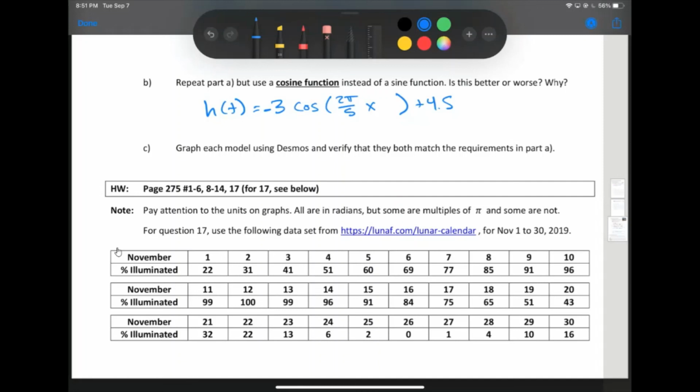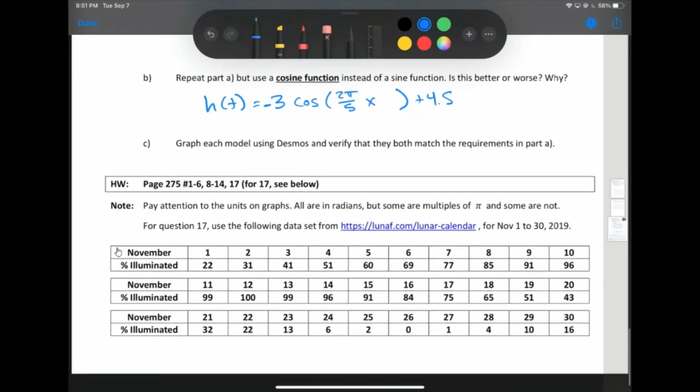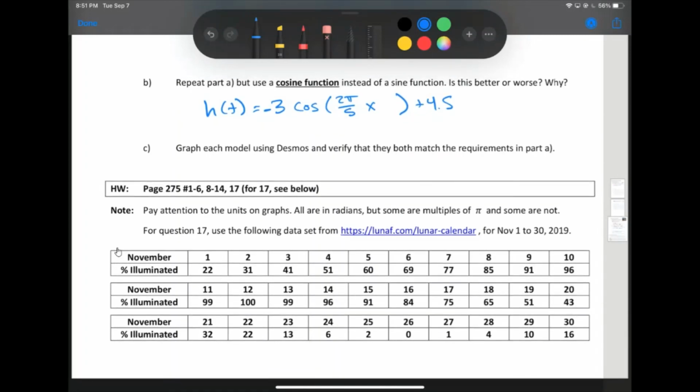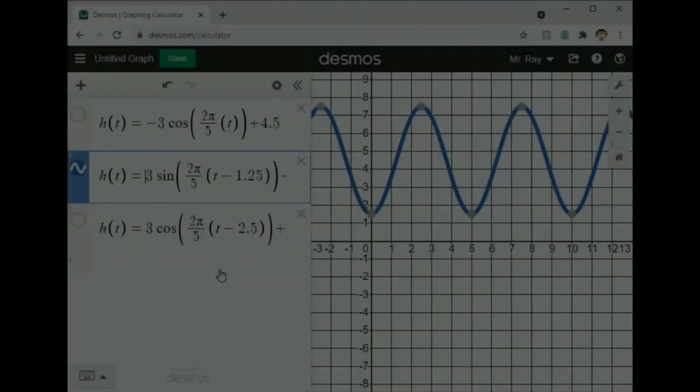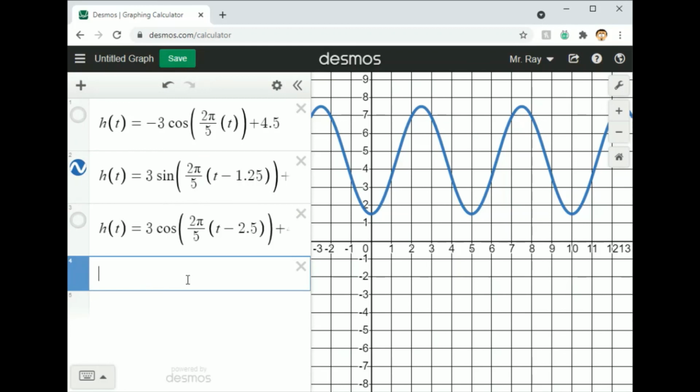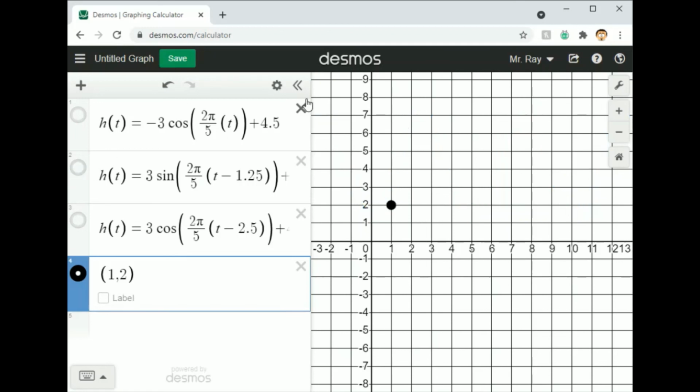For question 17, there's a data set required for that question, and I have put that data set there. It's rather extensive. You can choose to use all of it or some of it to do the question. You can try doing it by hand, or you can do it in Desmos. You can enter points, and I'll show you really quickly. If you want to enter in any points, for instance 1, 2, you'll notice that black dot over there.